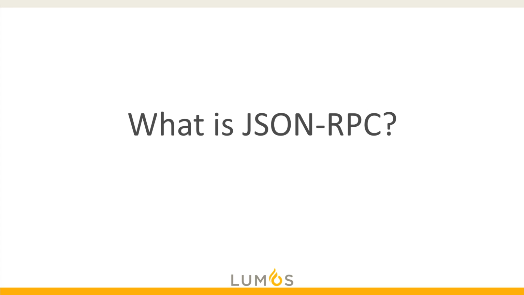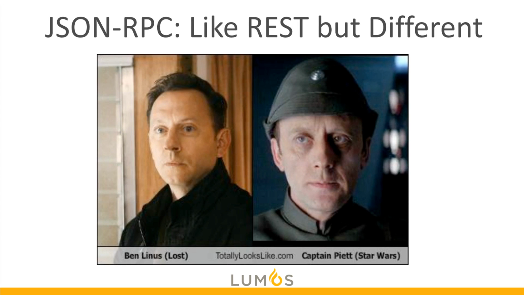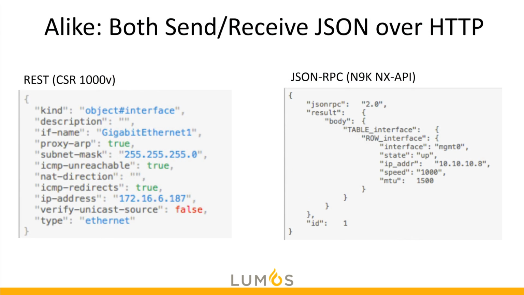So JSON-RPC is kind of like REST, but it's not, right? So we have Captain Piett from Star Wars, and we have Benjamin Linus from Lost. They both look pretty close. They almost look identical, but they're not the same person. Totally different person, right? Doppelganger, but not the same. Okay, so here's how they look kind of alike.